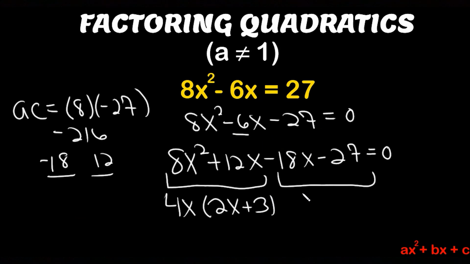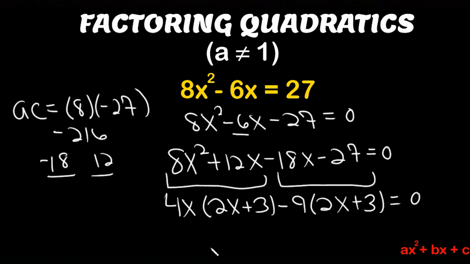This one here, what can we pull out? Well, I can pull out a negative and I can also pull out a 9. So I'm going to pull out a negative 9. That leaves me with 2x plus 3. So again, our confirmation is right here. We have a common factor, 2x plus 3. We did it correct.